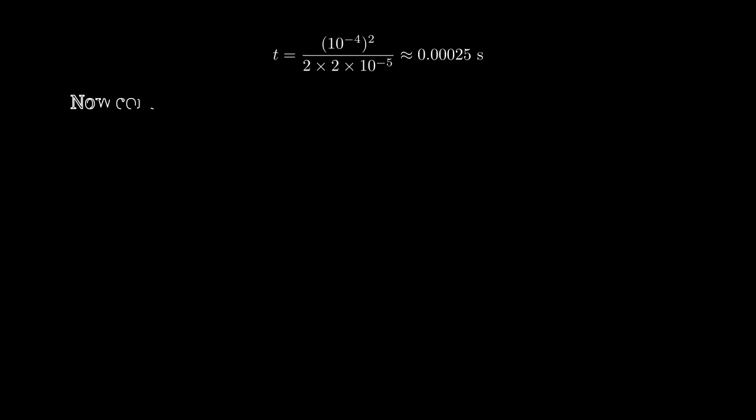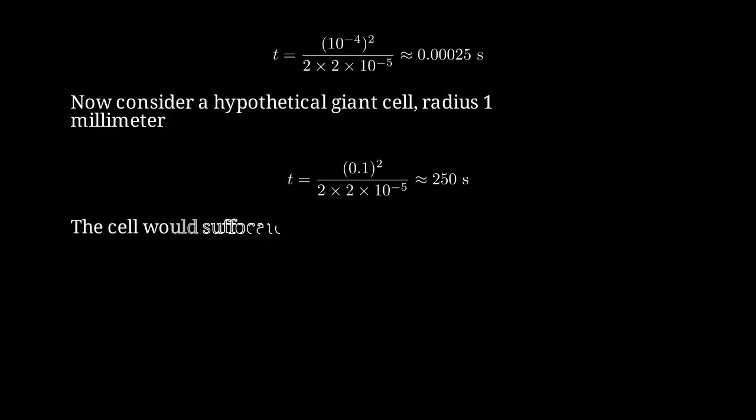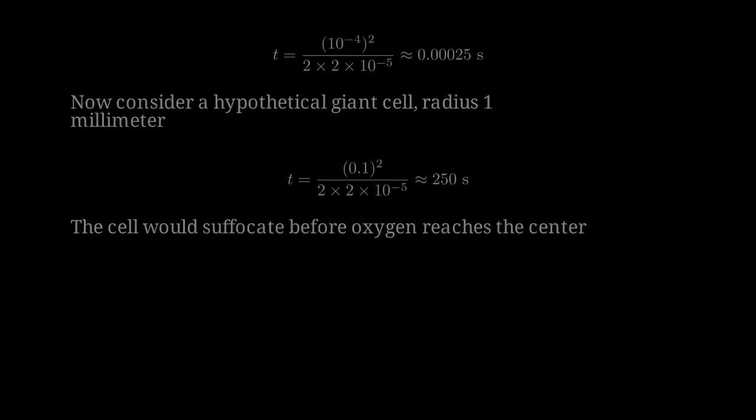Extremely fast. Now imagine we tried to make a giant cell with radius 1 millimeter. That's 1,000 times larger. The diffusion time would be 0.1 squared over 4 times 10 to the negative 5, which is about 250 seconds. That's over 4 minutes. By the time oxygen diffused to the center, the cell would have already consumed all the oxygen near the membrane and would be suffocating. This is why large cells simply don't work.